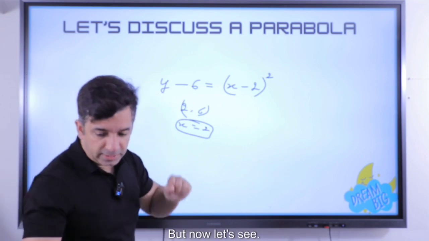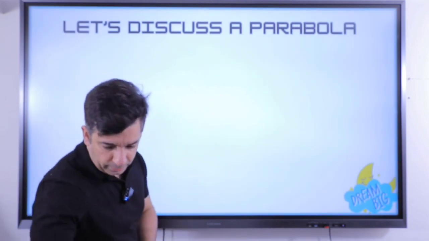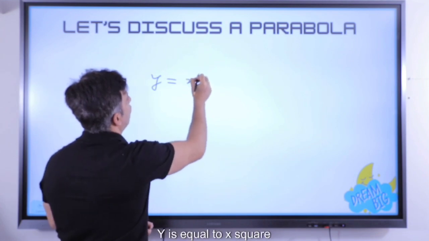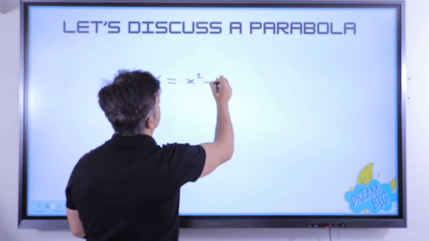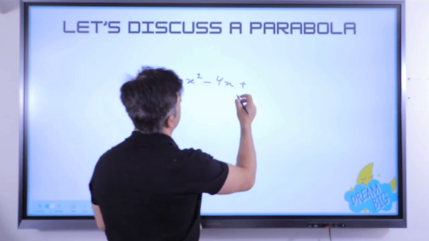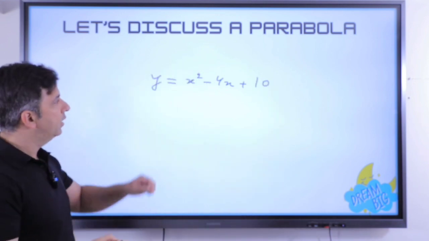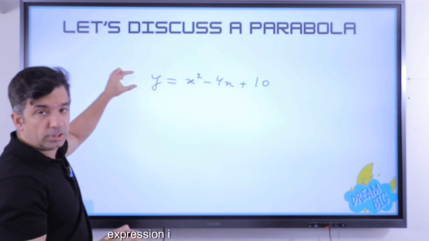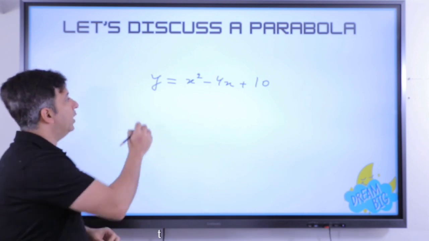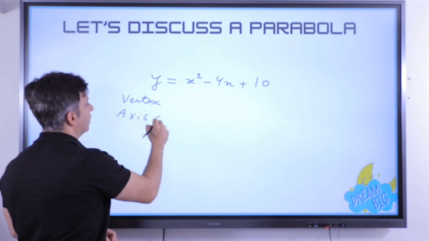But now, let's say we are given this question. Let's say now we are given this expression: y is equal to x square minus 4x plus 10. This quadratic expression is given to us, and we are told that this is a parabola, and the question is the same: we are told to find the vertex of this parabola and the axis of symmetry.